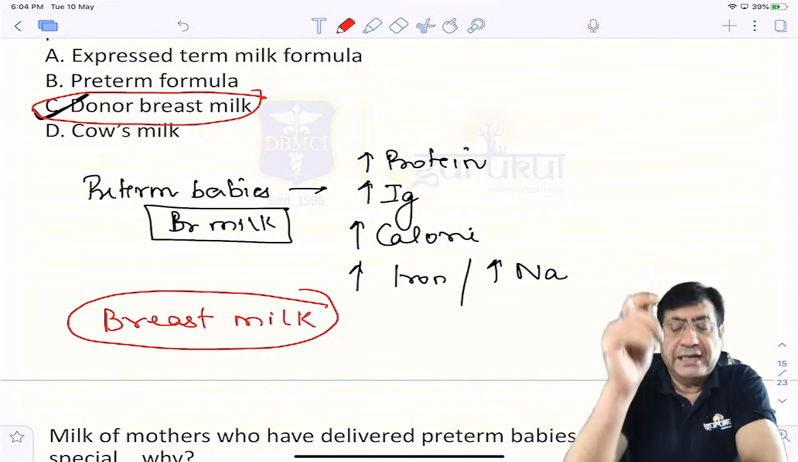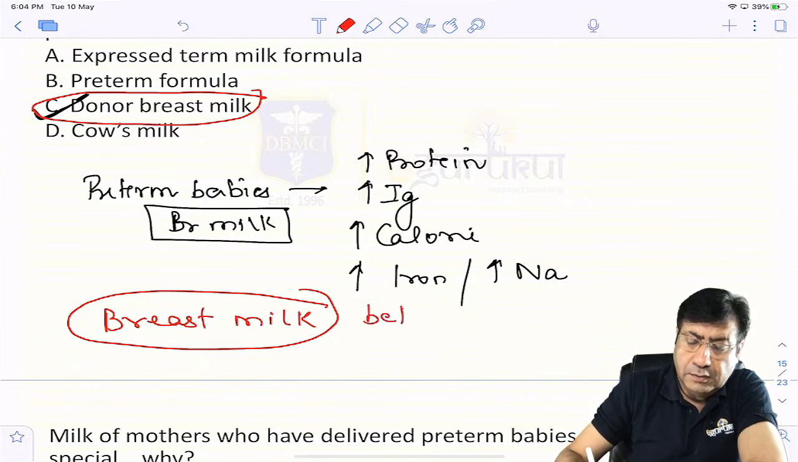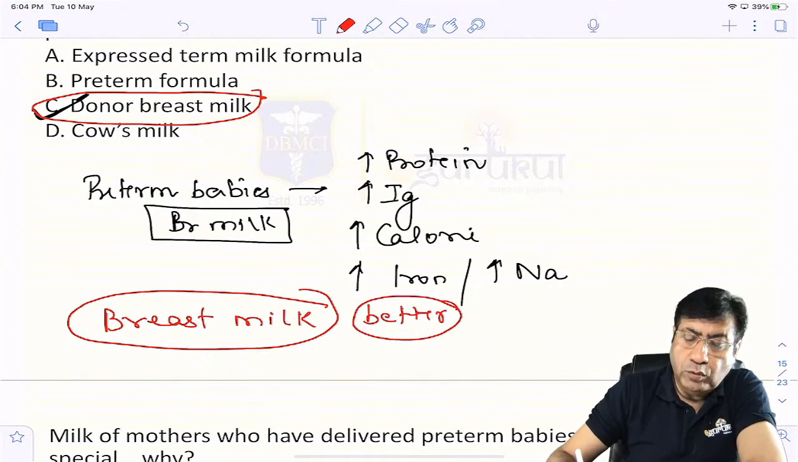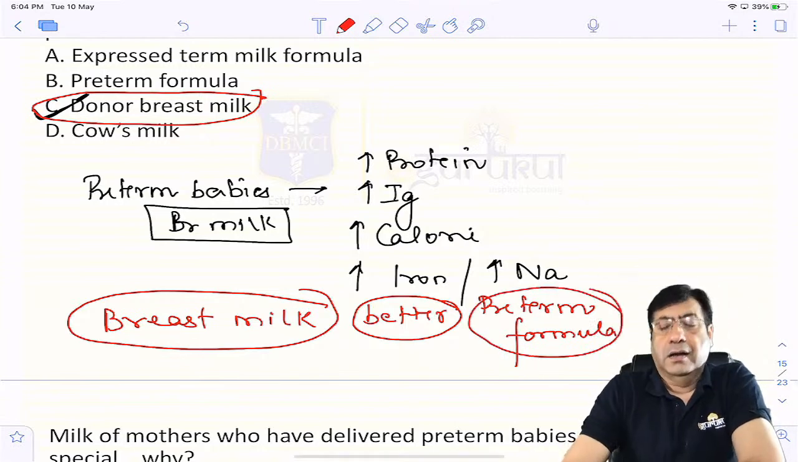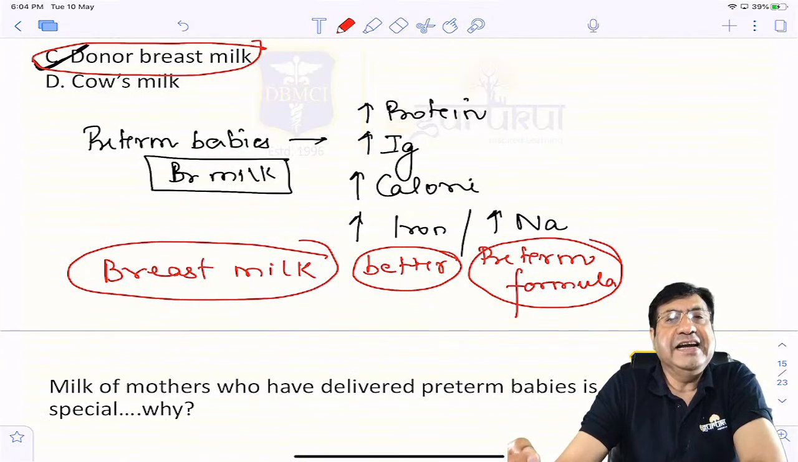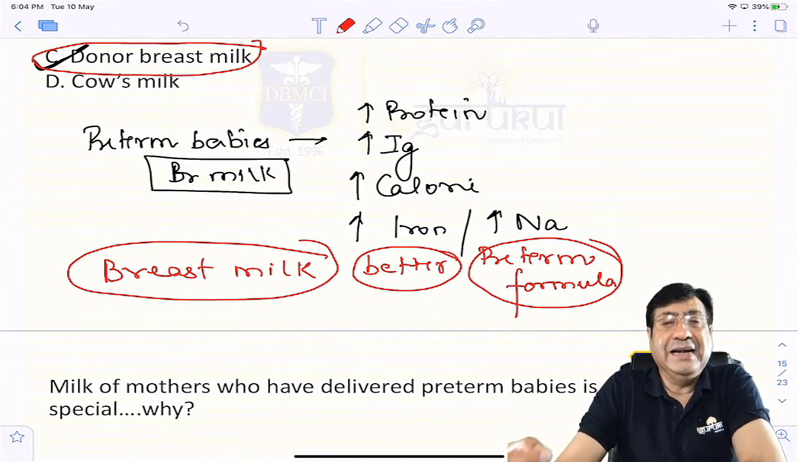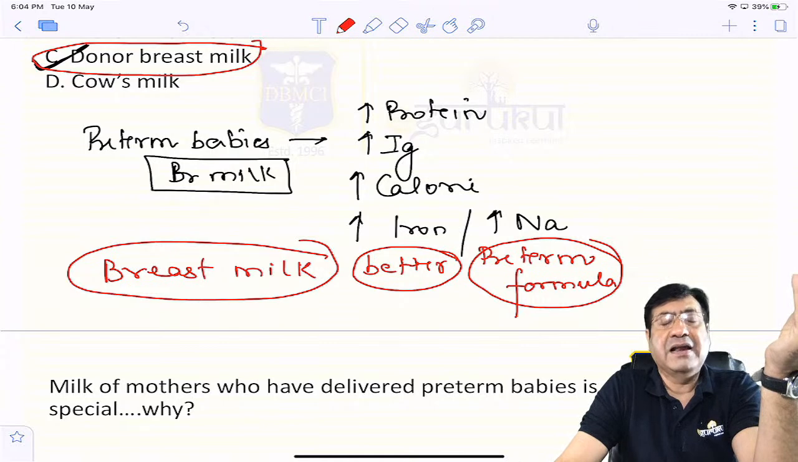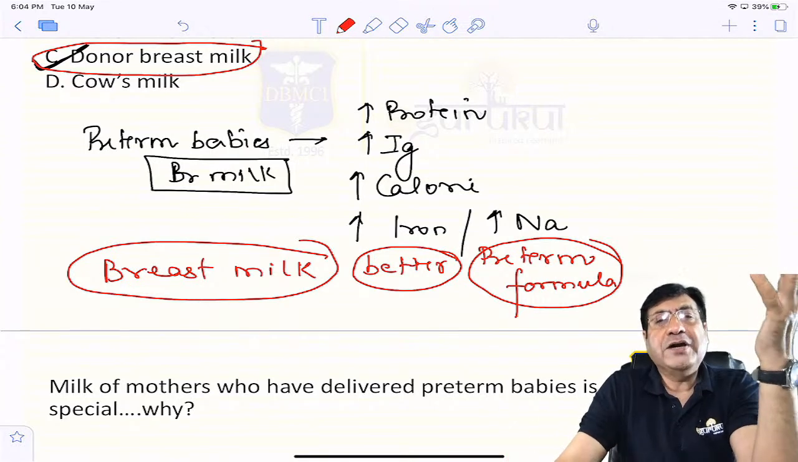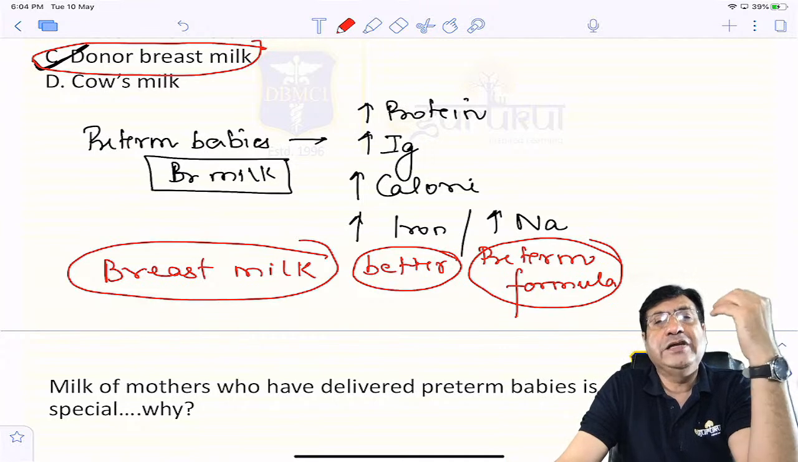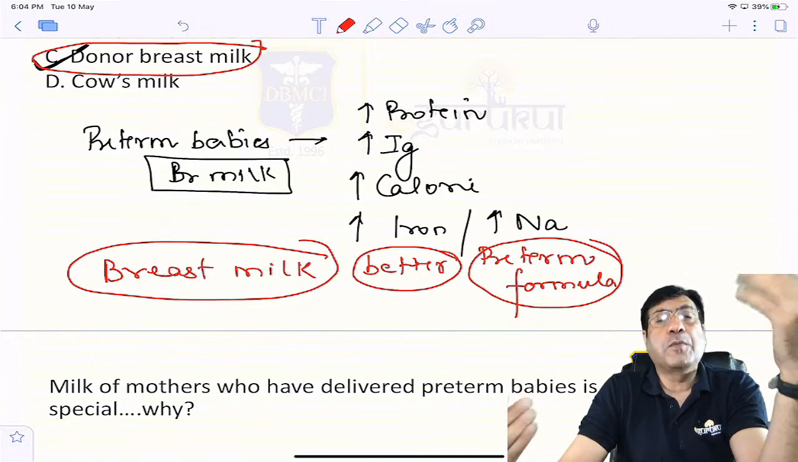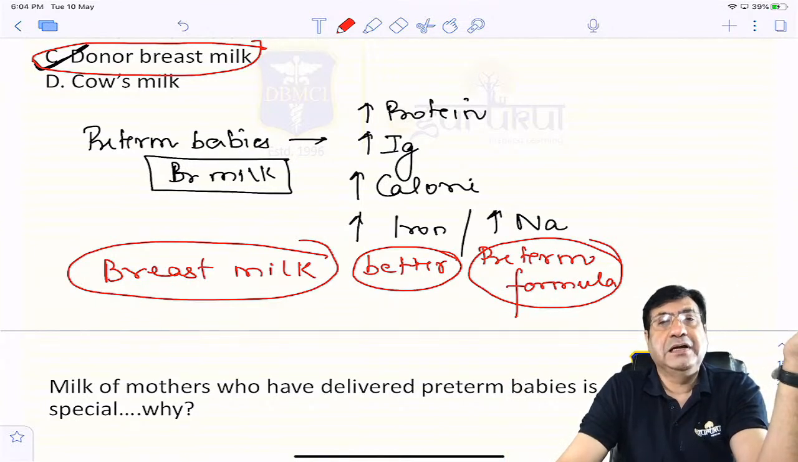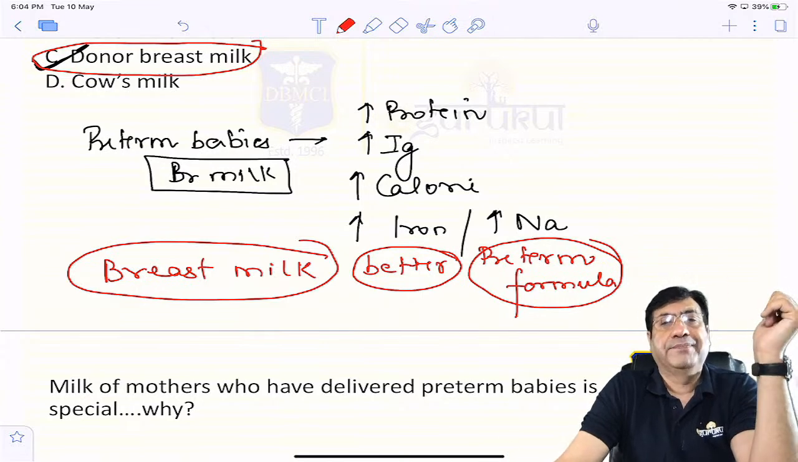So a donor breast milk is always better compared to a preterm formula. Although a preterm formula also contains many of those essential ingredients which are required for a preterm, like calcium, like iron. But please try to understand there is no replacement for actually a breast milk. So ideally the mother feeds the baby herself, and if it is not possible, then at least a donor breast milk would be the best way of feeding the baby.